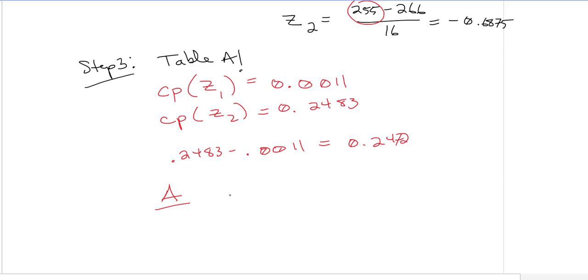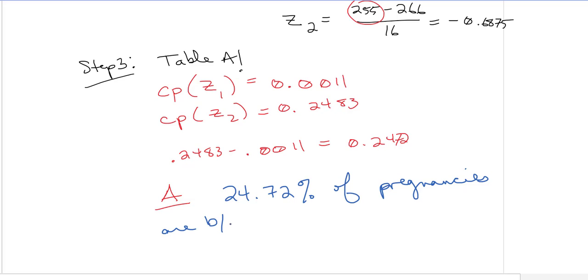We were asked for the percentage, so our final answer is 24.72%. And you should get in the habit of giving full sentences for your solution. 24.72% of pregnancies are between 217 days and 255 days.